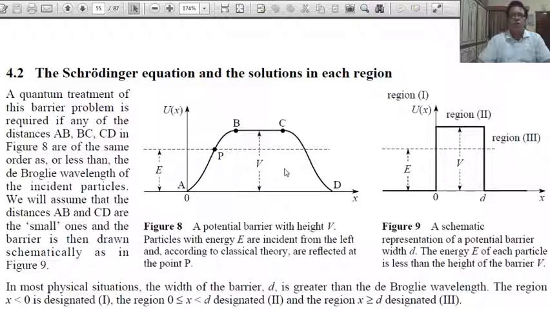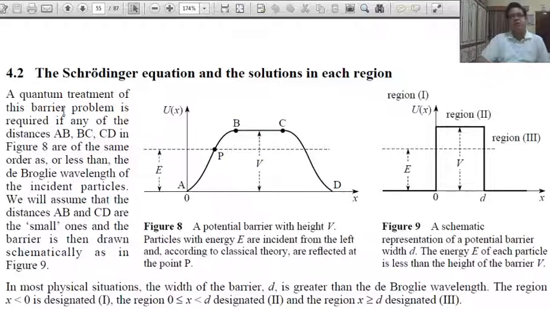Now, according to quantum mechanics, the Schrodinger equation and the solution in each region, this geometry we can consider in approximation like a potential barrier, U(x) versus x, with particle energy E and potential V. There are three regions: region 1, region 2 where potential is V, and region 3. That means regions 1 and 3 have V equal to 0 and region 2 has V equal to V.